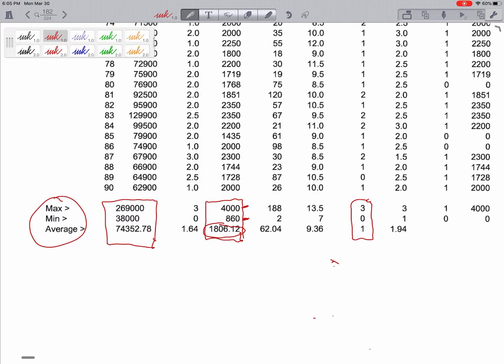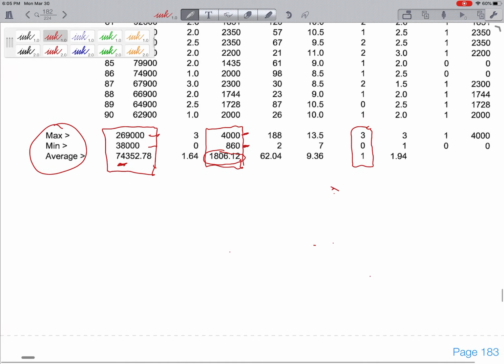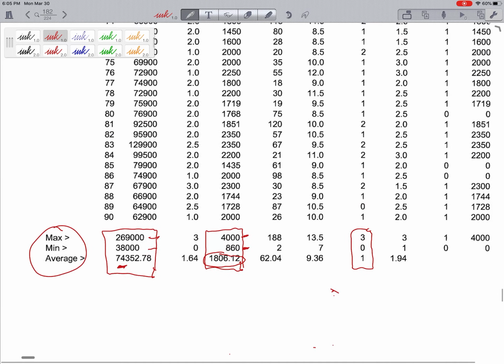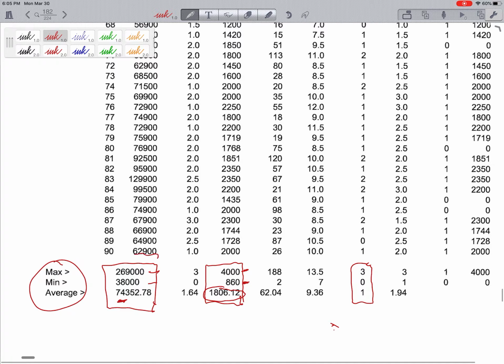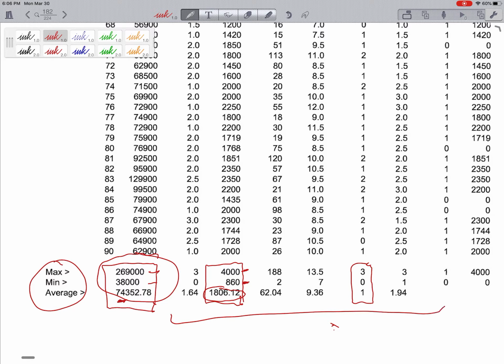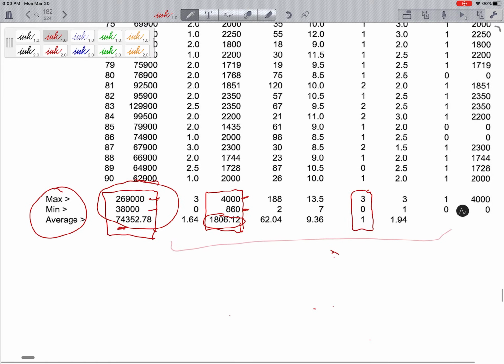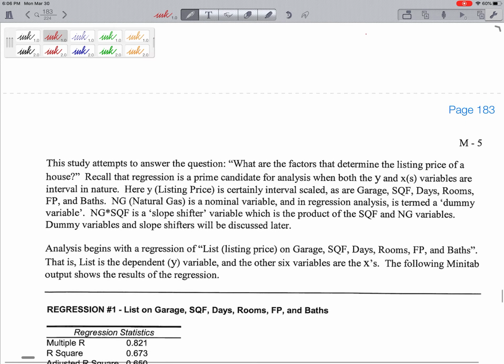Here's the range for the Ys. So we've got house prices that go from 38,000 up to 269,000. So maybe a very small little town and maybe a few years back, but the average is 74,000, which is probably about 400,000 less than it is now in Red Deer. So that's the model that we're going to be looking at. And again, this variable right here, which is our listing price, is our dependent variable, our Y variable. And all of these are X variables.